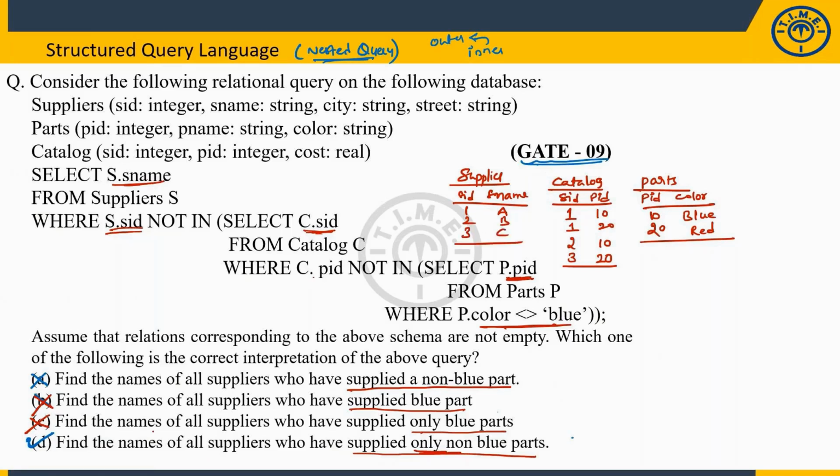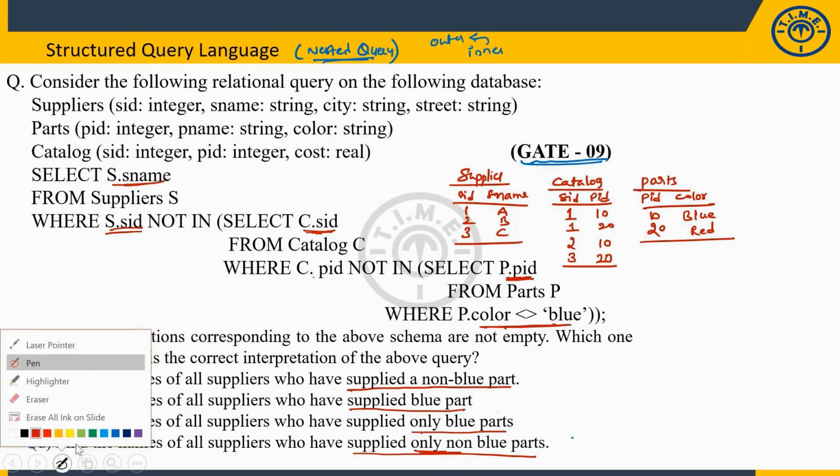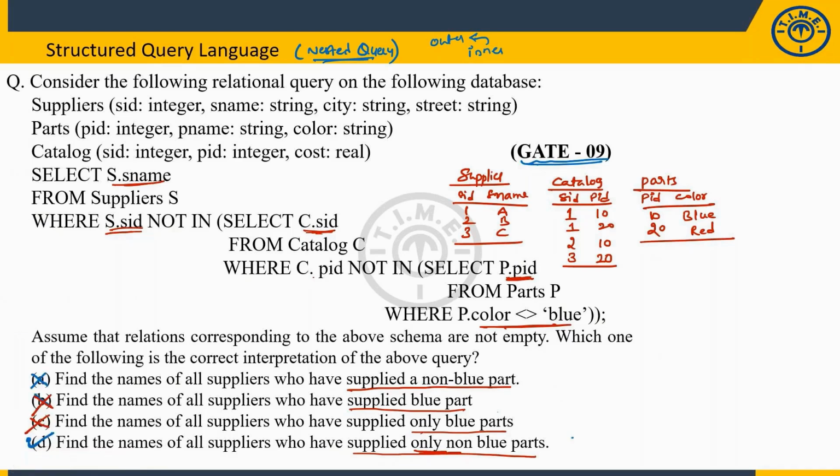Now you have to evaluate the query on the table of data. If you evaluate the query on the table of data, what outputs are possible? According to option A, supplied a non-blue part. What is non-blue? Red. Red is supplied by whom? 1 and 3. 1 and 3 are A and C. Suppose option A is to be correct, you are going to get the output A and C. If option B is to be correct, the supplied blue part.